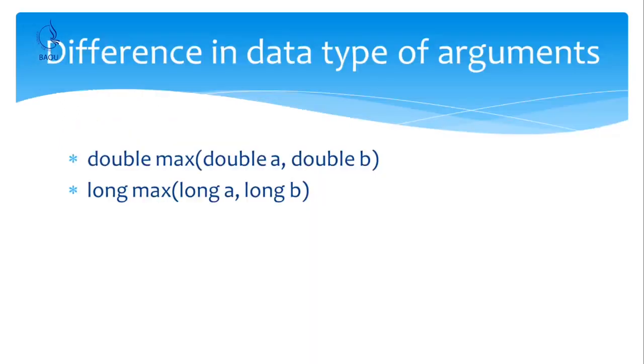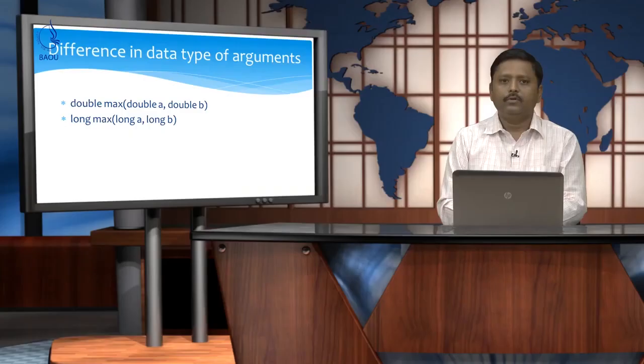The second case is where there is a difference in the data type of the arguments, because it has the same number of arguments, but the type of the arguments is different. In the first case we want to find the maximum of two double values, and in the second case we want to find the maximum of two long values. Here the number of parameters is the same, but what is different is the type of parameters. So, this is how we can also achieve method overloading.